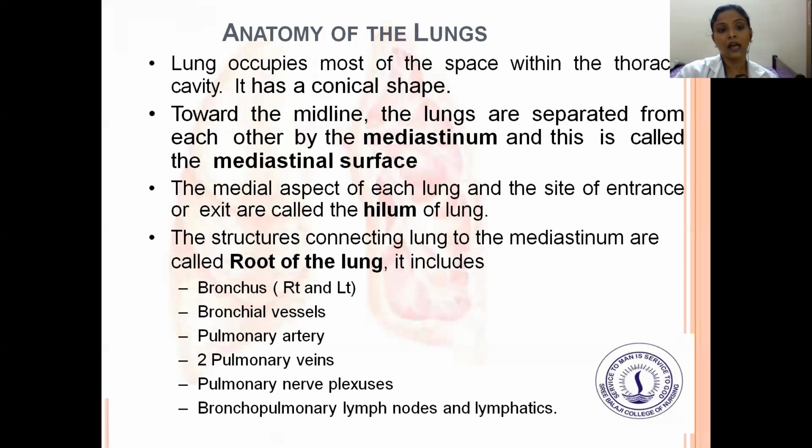Anatomy of the lungs. The lungs occupy most of the space in the thoracic cavity. They have a conical shape. Toward the midline, the lungs are separated from each other by the mediastinum, and this is called the mediastinal surface. The medial aspect of each lung and the site of entrance or exit is called the hilum of the lung. The structures that connect the lung to the mediastinum are called the root of the lung. It includes the right and left bronchus, bronchial vessels, pulmonary arteries, pulmonary veins, bronchopulmonary lymph nodes, and lymphatics.